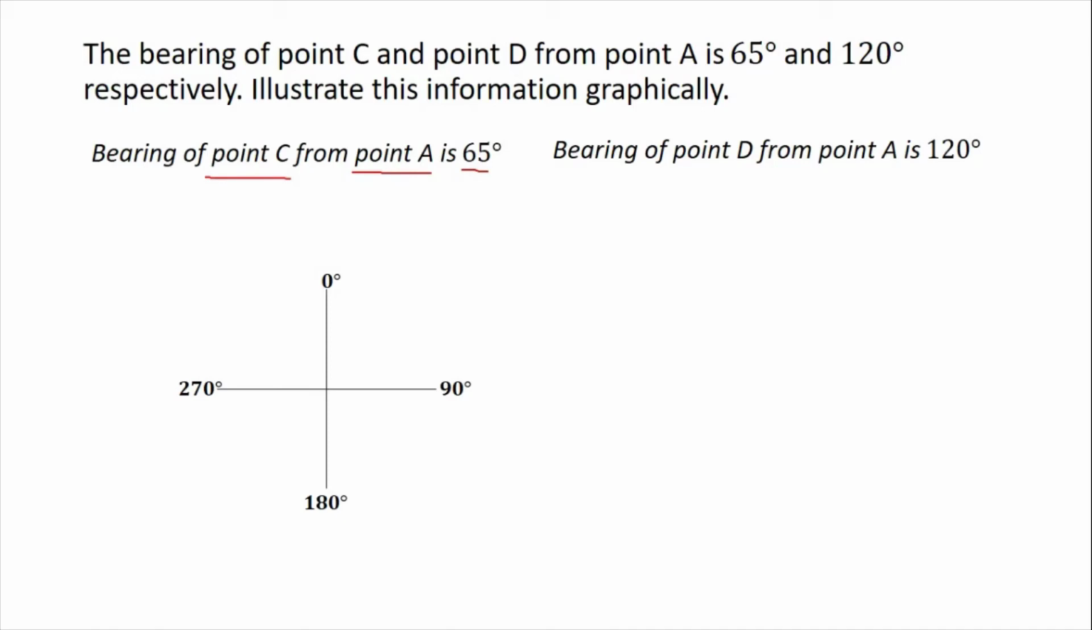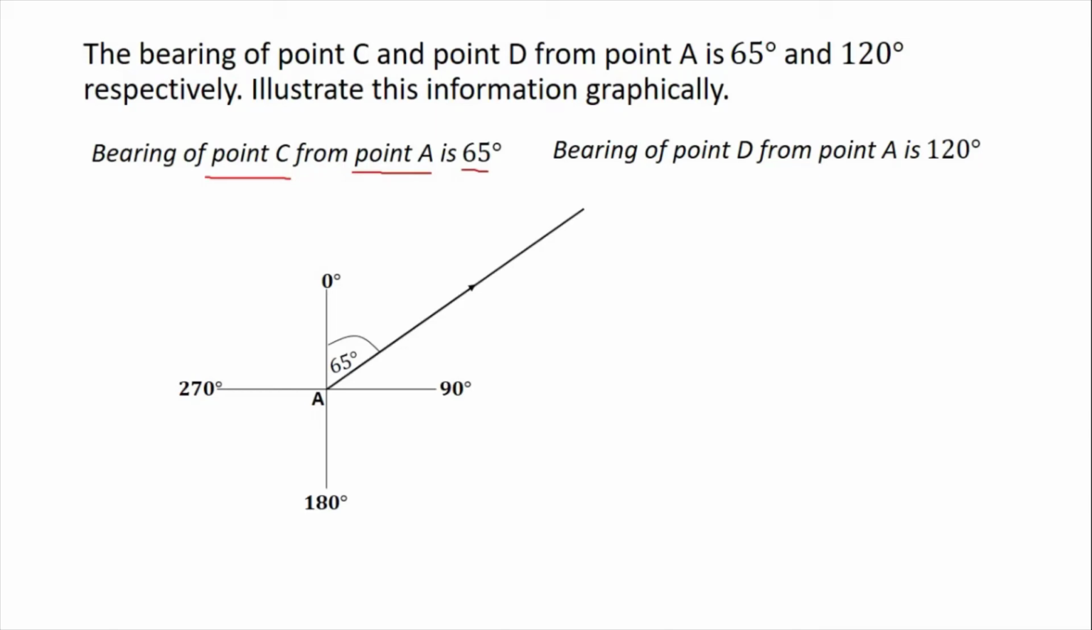The bearing of point C from point A is 65 degrees. We've done quite a number of these, so I'm sure that by this time you should be able to draw the first one. On this diagram, it will be illustrated with this line. So you measure 65 degrees from 0, since 65 degrees will fall between 0 and 90 degrees. So from 0 in the clockwise direction, you measure 65 degrees, then you draw the line.